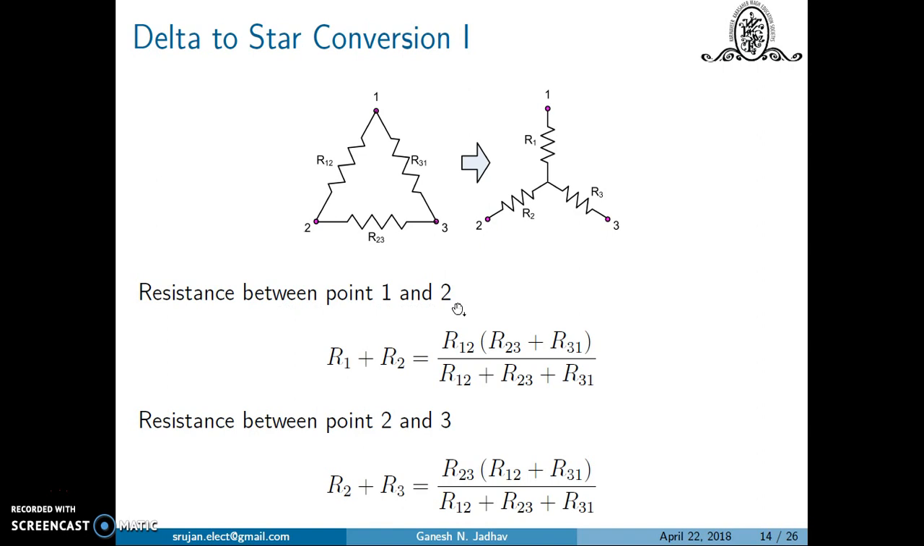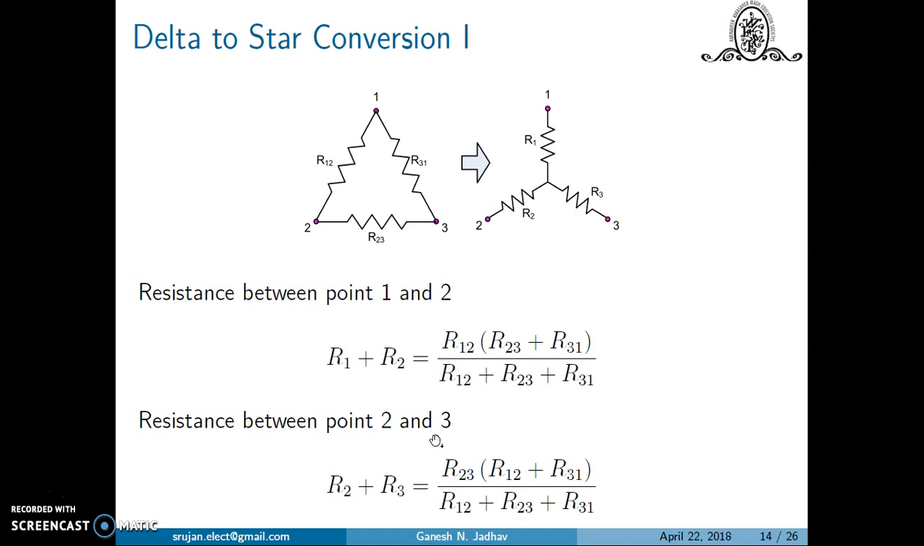So let us calculate the resistance between point 1 and 2. Here we observe that R31 and R23 are in series, as we are calculating between 1 and 2, and this is in parallel with R12. That is, R12 is in parallel with R31 plus R23, giving R12 into (R23 plus R31) divided by (R12 plus R23 plus R31). Similarly, in the star network between points 1 and 2, the resistance is R1 plus R2. So R1 plus R2 is equal to R12 (R23 plus R31) divided by (R12 plus R23 plus R31).